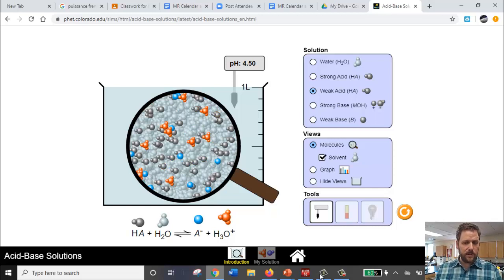Now, concentration will also affect pH, but acid strength and acid concentration are not the same thing. So I hope that was a helpful introduction to the pH scale. We'll see you next time.